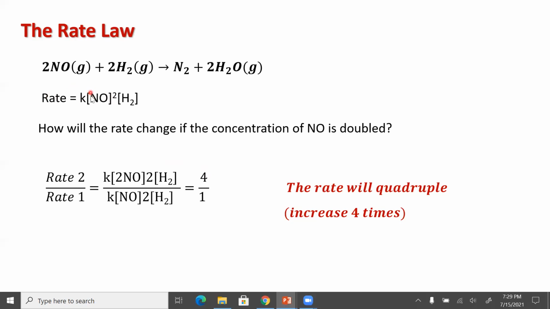If we tripled the concentration, the rate would be 9 times what it was before. If we were to make the concentration 4 times, the rate would be 16 times. So second order reactions, the rate is proportional to the square of the change in the concentration. Or in other words, it's a quadratic relationship.